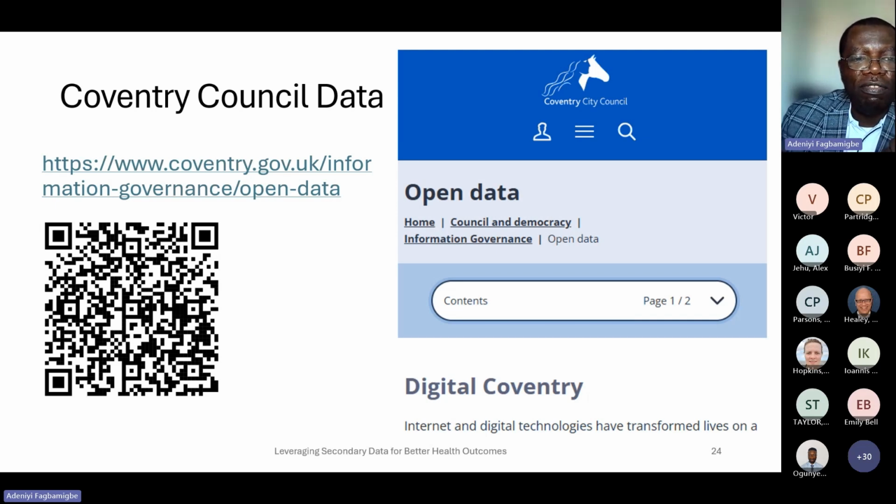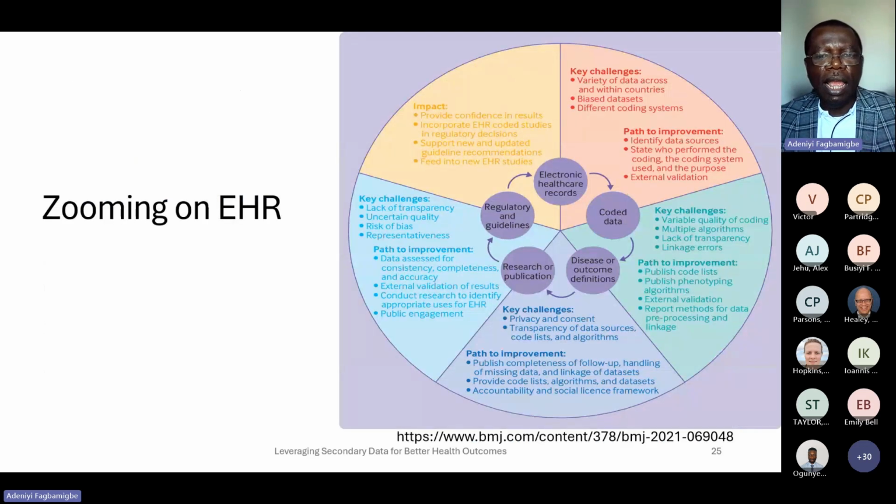I was able to look at a Coventry Council website, and I could see a lot of data that we can even use locally in our community, that we can trace to each location, in terms of postcode in the local council. These are some of the things we can leverage. Here I've zoomed in on EHR, but I will not be talking so much about this because of time. I'm leaving this particular slide for those who are interested, just talking about the key challenges and how to improve when using EHR. It's very rich, and that's why I've left it there. Please, we may wish to take advantage of it.